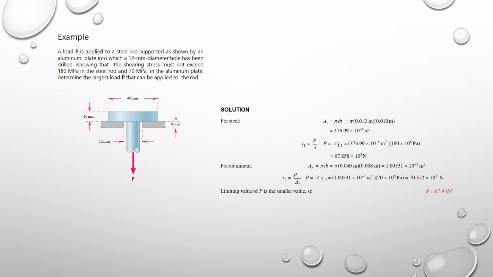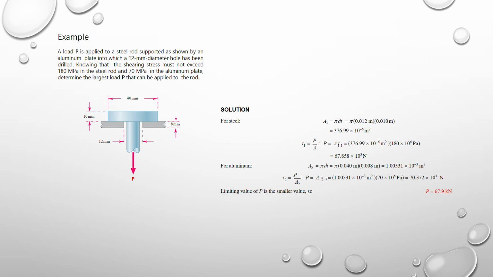So the question asks us to find the largest load P that can be applied. Now, you see there are two different loads here. One is 67.8, the other one is 70.3. If you apply 70.3, the aluminium plate will fail, because the aluminium plate can only stand 67.8. The steel rod can stand 70.3. So if you apply 70.3, the aluminium plate will fail.